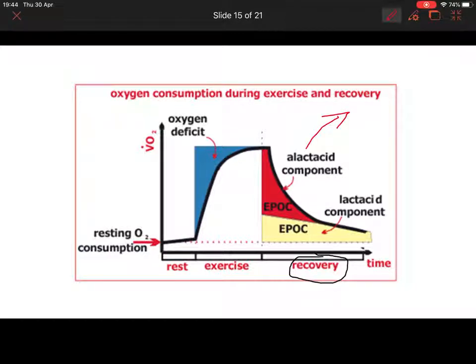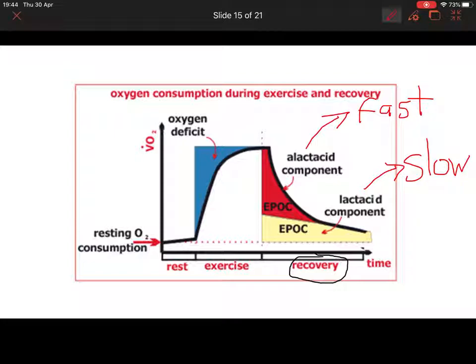So I've just abandoned the pen. I'm just using this little implement from the pen now and use my fingers. Hopefully it should work. Now, the alactacid component is also called the fast component. And you can see in comparison with the red element of EPOC and the yellow, it does take less time to recover. So that's why it's called the fast component. And the lactacid component is also known as the slow component. It's the longer part of recovery.